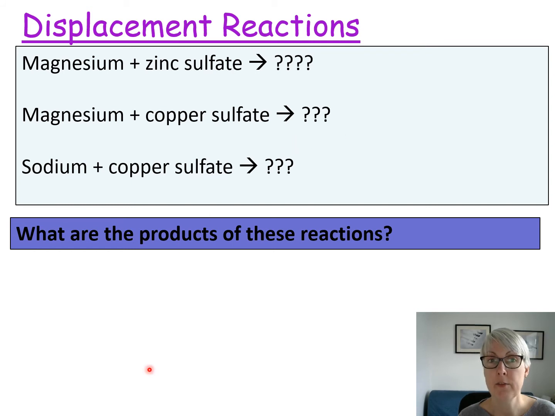And here is something else really important. Please could you leave 2 lines underneath each word equation, because in a minute I'm going to ask you to add symbol equations underneath. So you need to leave space for those when you're writing your word equations now. So pause the video now, copy out the reactants, add the arrow, and add in the products of each reaction.